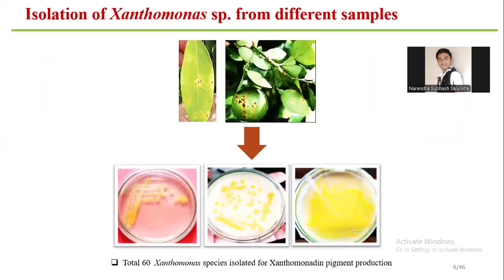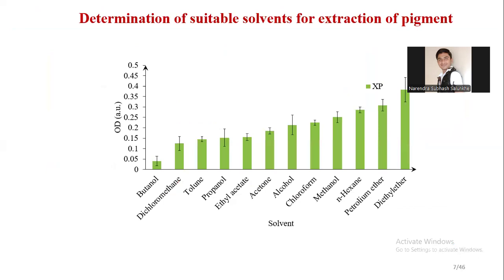First of all, I collected infected plant material and proceeded with routine microbiological techniques like preparation of suspension. Streaking was done on Xanthomonas isolation agar. On the basis of yellow color intensity, I screened xanthomonadin pigment producers. The selected isolates were used for solvent extraction. Among the solvents, ether showed the maximum xanthomonadin pigment production and was the best solvent for xanthomonadin pigment extraction. These solvents were optimized and used for further experimental purposes.